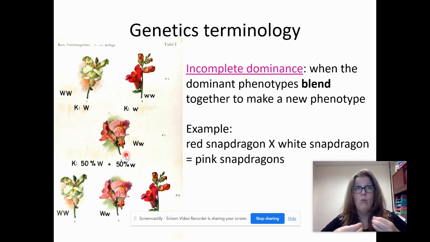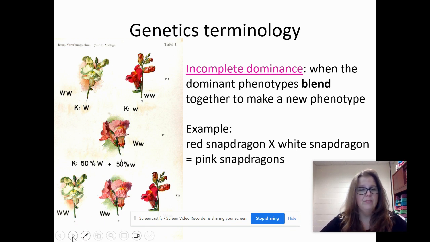Think like if you take red and white paint and you mix it together, you get pink. So this is incomplete dominance. One isn't stronger than the other. It blends to make a new phenotype. Let's go to the next one.